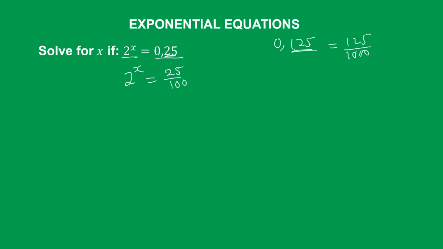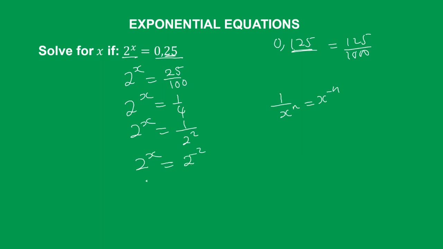And then this is simplified to 1 over 4. And then 2 to the power x is equal to 1 over 2 squared. And remember, 1 over x to the power n is equal to x to the power negative n. So it means 2 to the power x is equal to 2 to the power negative 2. Therefore, x is equal to negative 2.